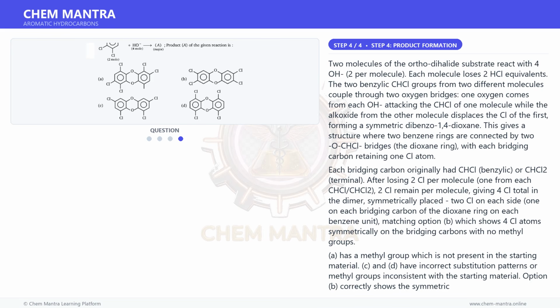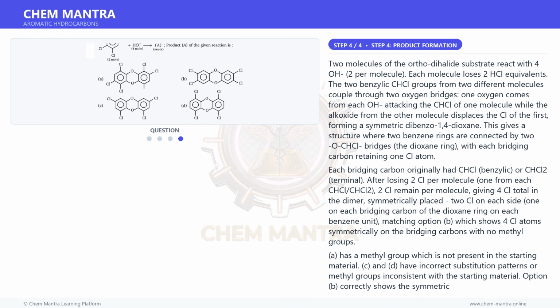Each bridging carbon originally had CHCl, benzylic, or CHCl2 terminal. After losing 2 Cl per molecule, 1 from each CHCl-CHCl2, 2 Cl remain per molecule, giving 4 Cl total in the dimer, symmetrically placed, 2 Cl on each side, 1 on each bridging carbon of the dioxane ring on each benzene unit, matching option B, which shows 4 Cl atoms symmetrically on the bridging carbons with no methyl groups.